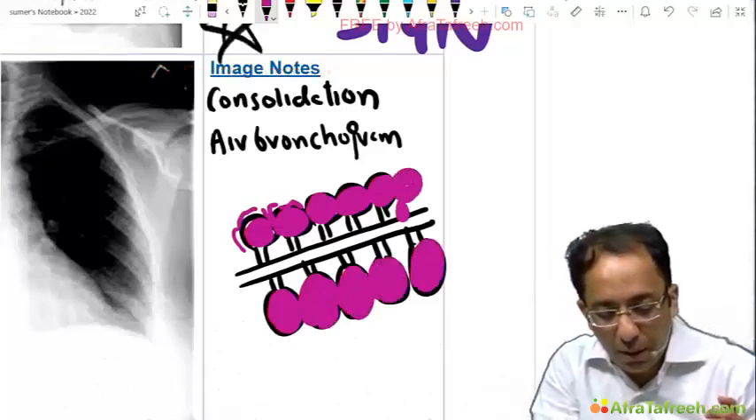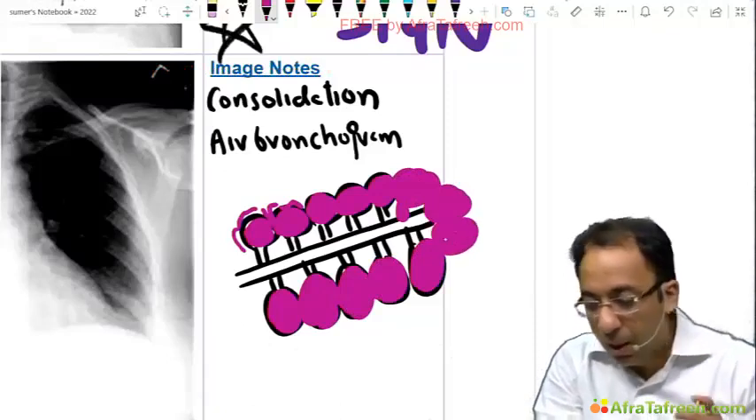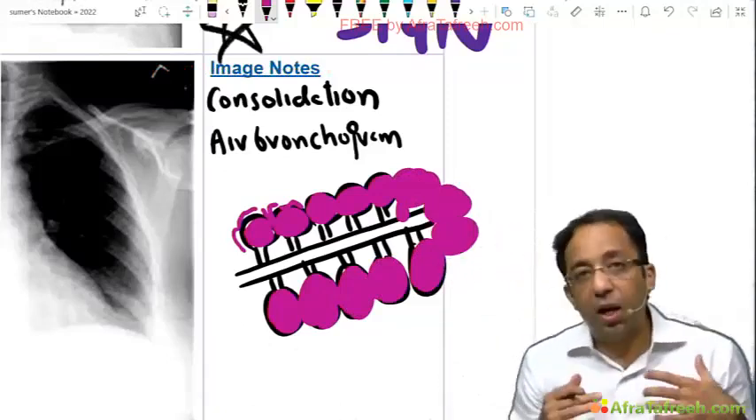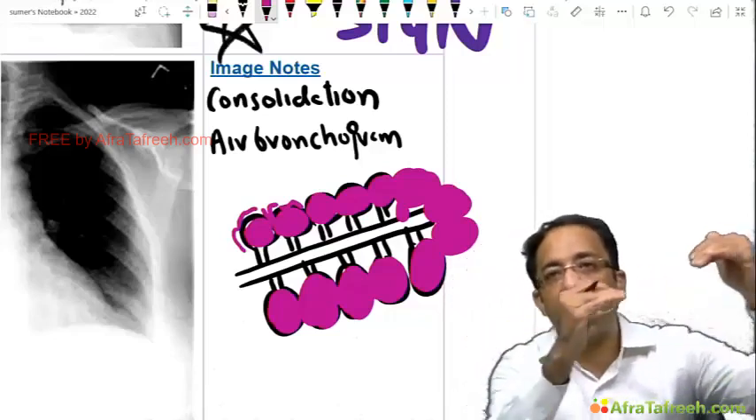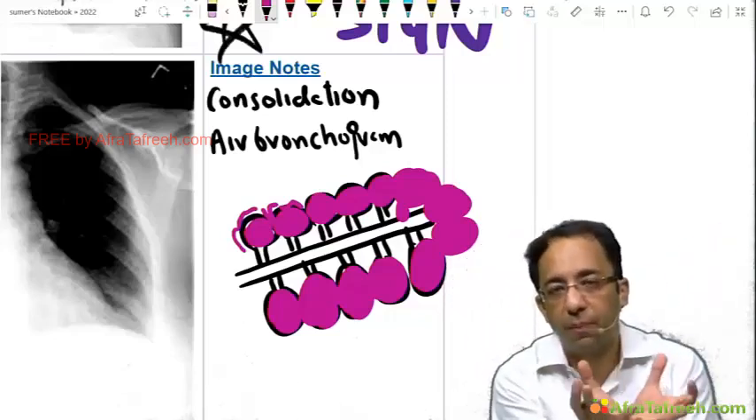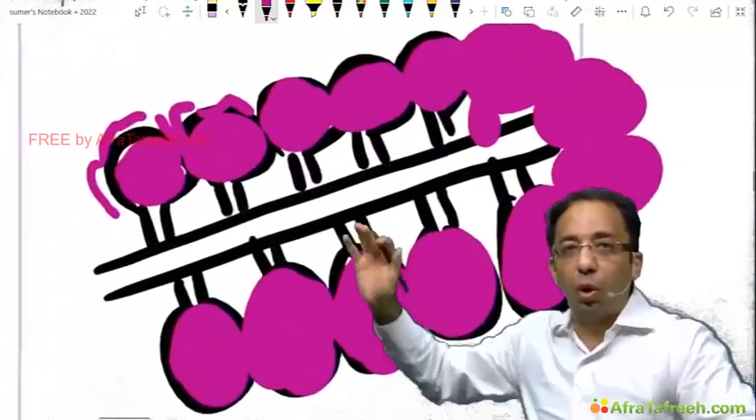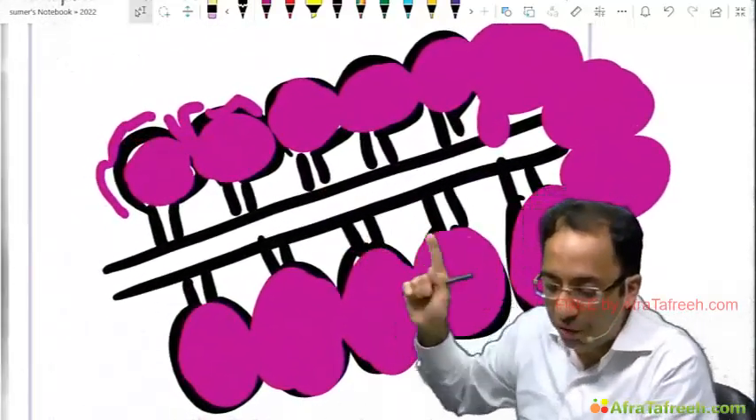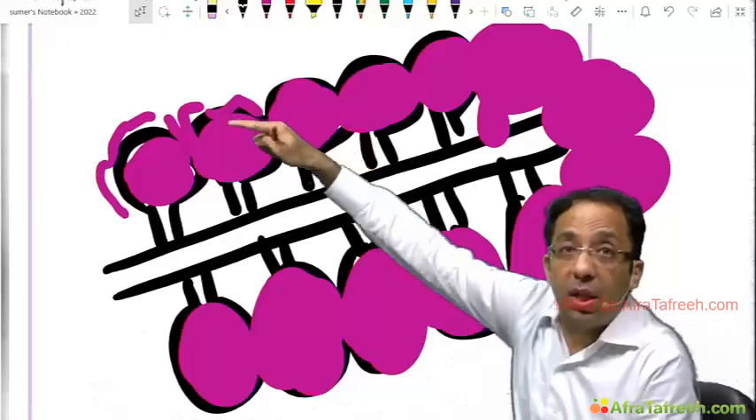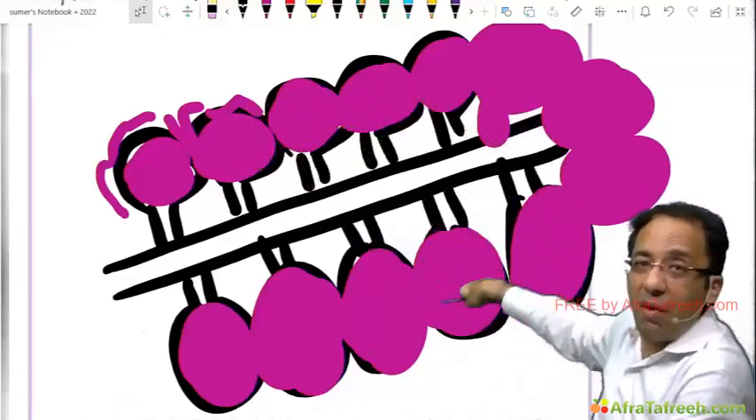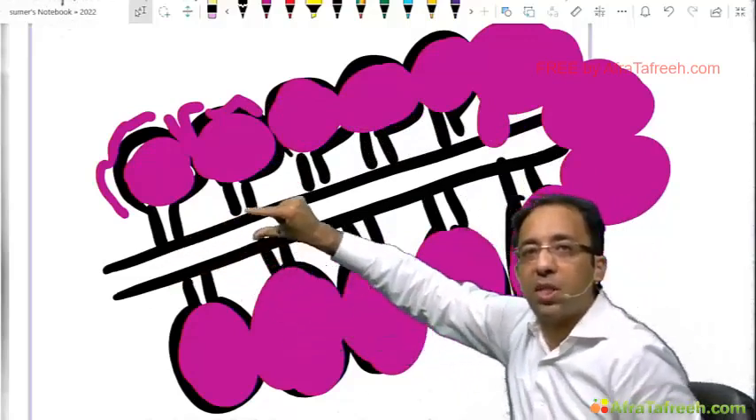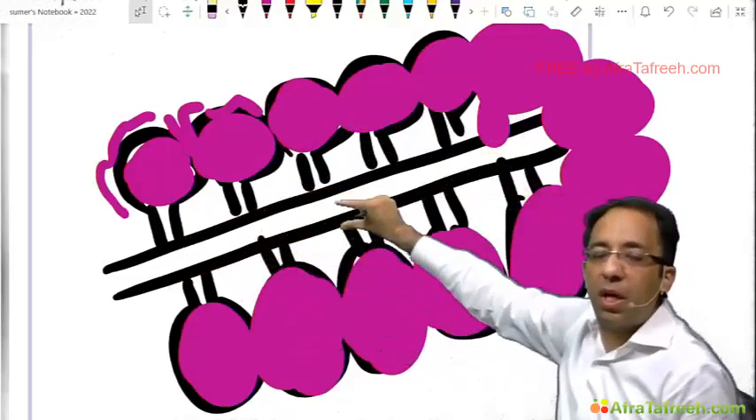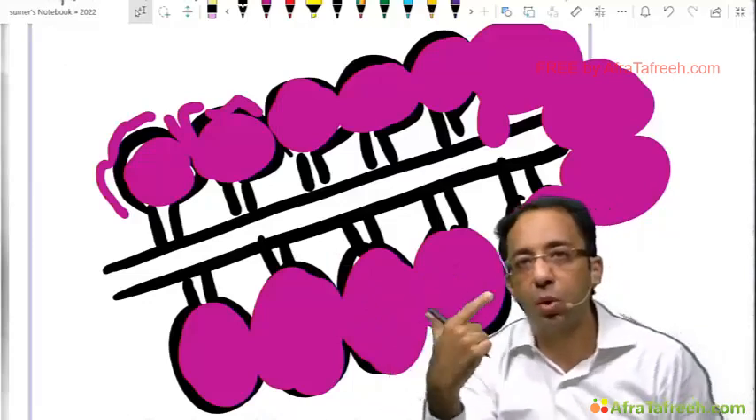So what is happening here? Listen to me, the alveolar air is getting replaced by inflammatory exudates. So what will happen is, I want you to imagine this on X-ray. All of you listen to me. This entire diseased area will appear white because the alveoli are filled up with fluid. But the bronchus is patent, so you will see tubular air-filled shadows in between. That is called air bronchogram.